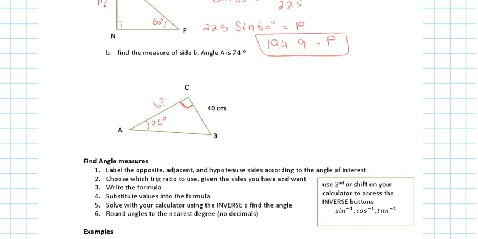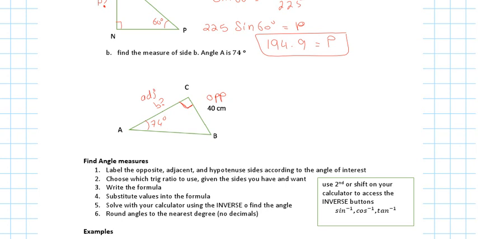Okay, let's name the triangle. The one that's 40 centimeters, what do we call that? The opposite, because it's opposite from angle 74. And the side I'm looking for, that's the adjacent, right? And AB is your hypotenuse. So I know the opposite, I'm looking for the adjacent. Which ratio do I use?